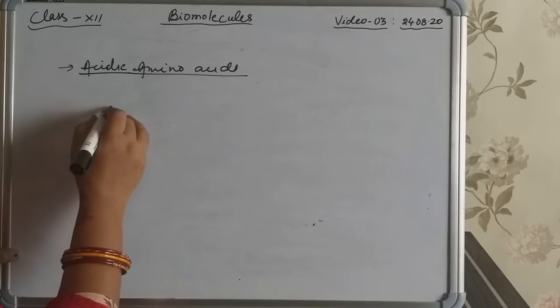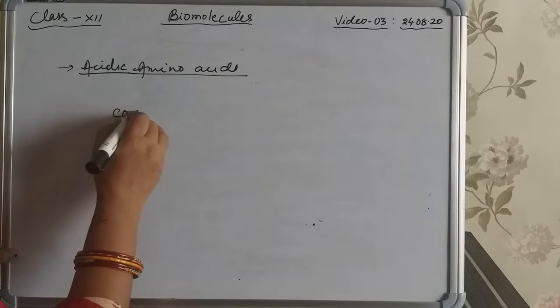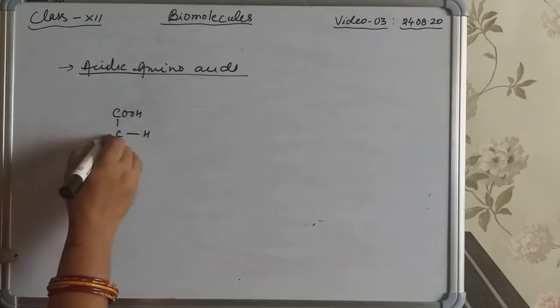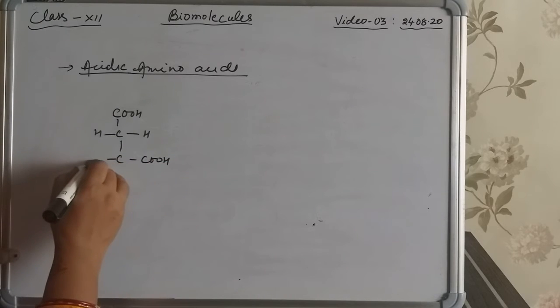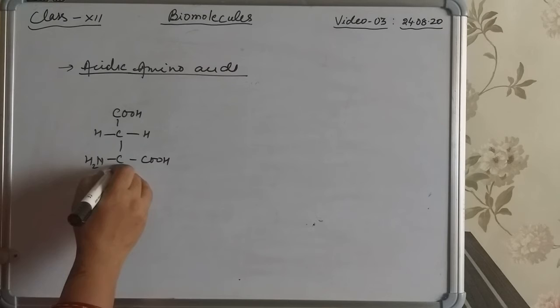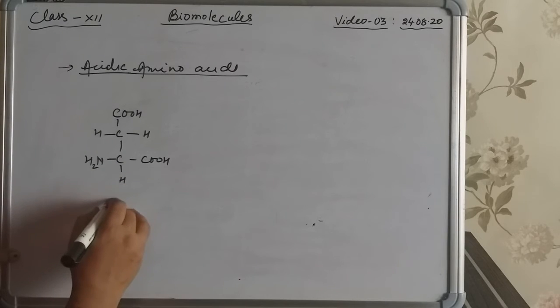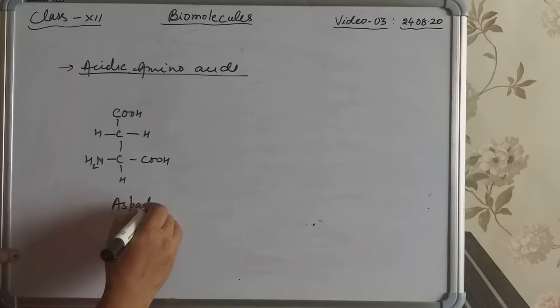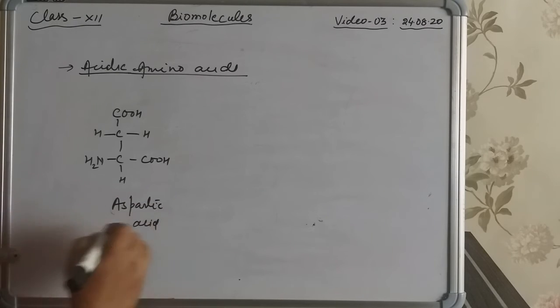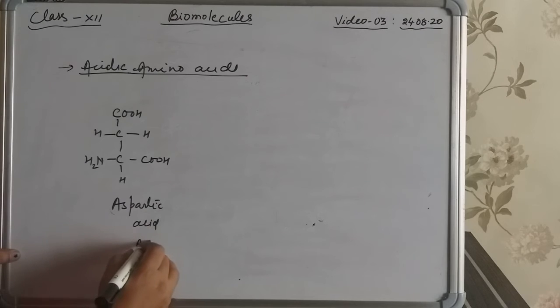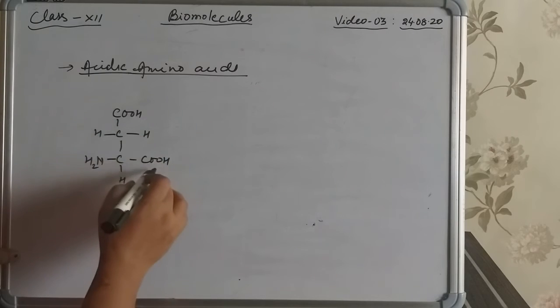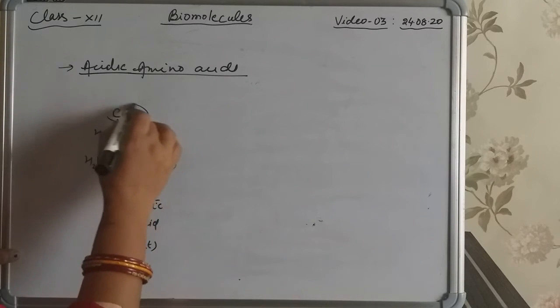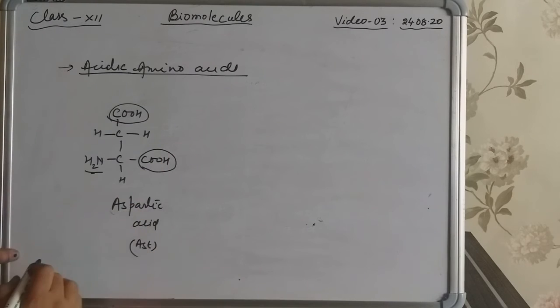For example, suppose COOH, CH2, CH, COOH and NH2 and H. It is called aspartic acid. In short it is written as AST. So in this particular compound, the number of carboxylic acid groups is more than the amino group, so we can consider it an acidic amino acid.